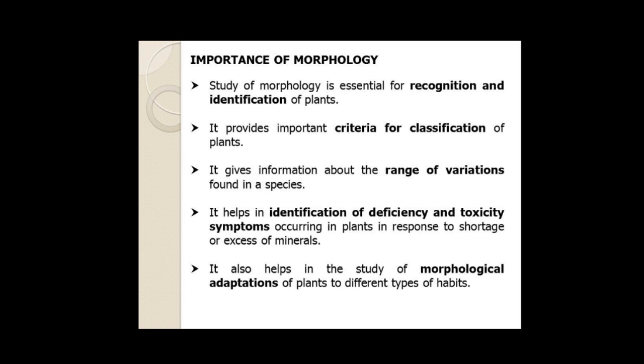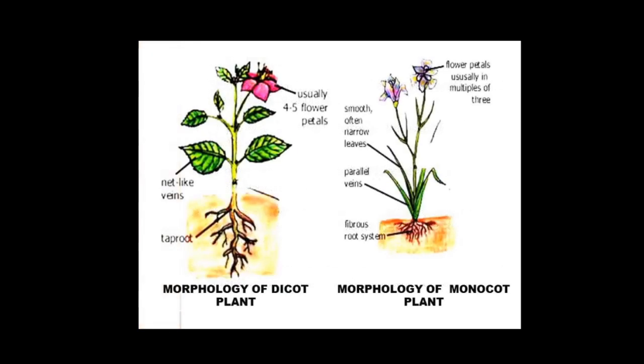It helps in identification of deficiency symptoms and also toxicity symptoms occurring in plants in response to shortage or deficiency or excess of minerals. It also helps in the study of morphological adaptations of plants to different types of habitats. You can observe the morphology of dicot plant and monocot plant is entirely different. Dicot plant shows a taproot system, whereas monocot plant shows the fibrous root system.